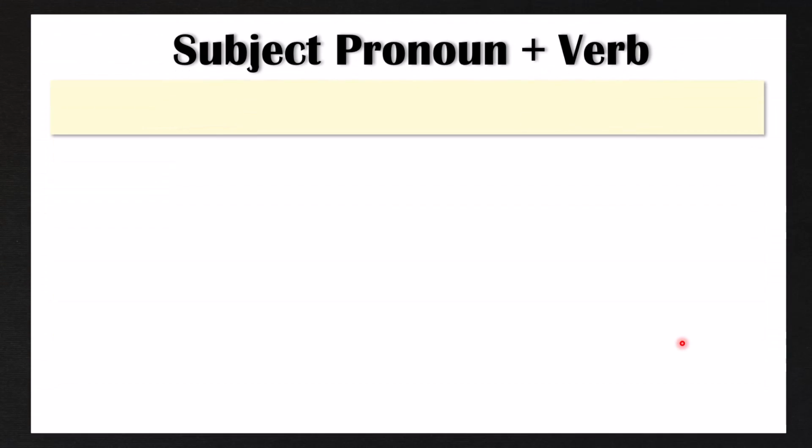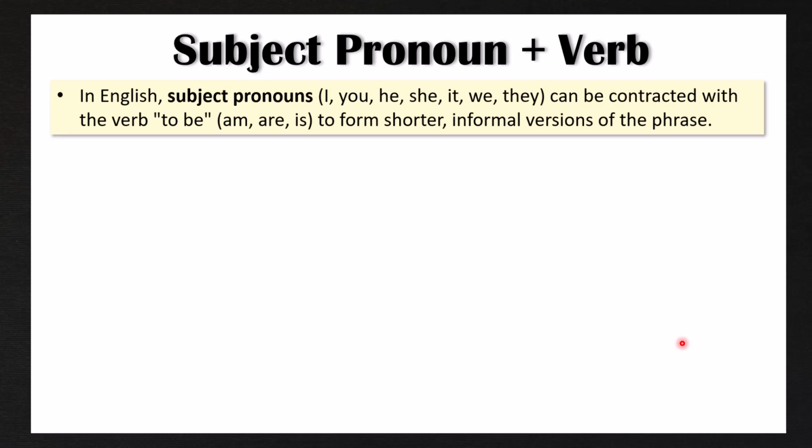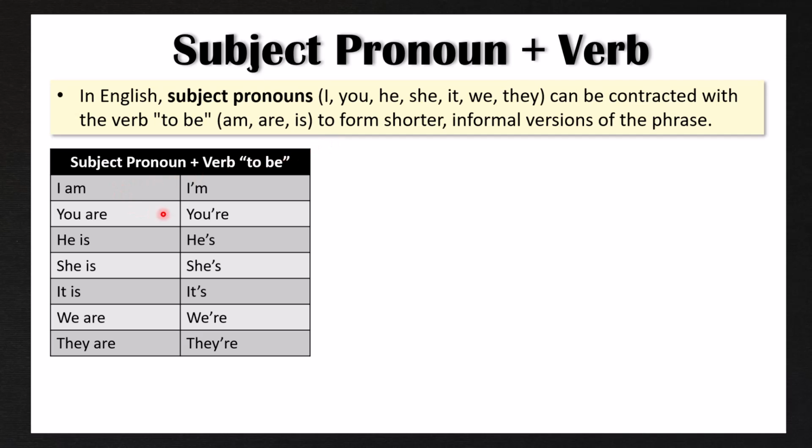So, a very common type of contraction is subject pronoun plus verb. So in English, subject pronouns, I, you, he, she, it, we, they, can be contracted with the verb to be: am, are, is, to form shorter, informal versions of the phrase. So, I am becomes I'm. You are becomes you're. He is, he's. She is, she's. It is, it's. We are, we're. They are, they're.